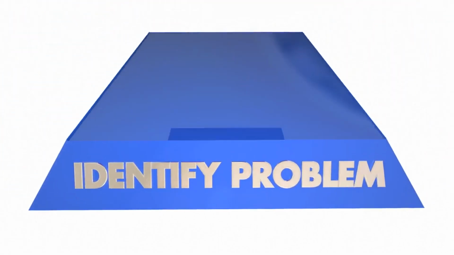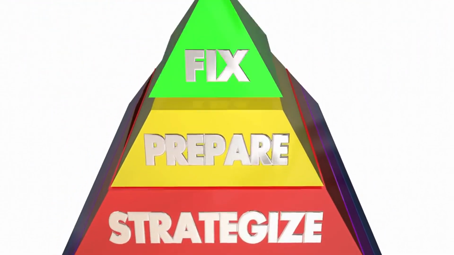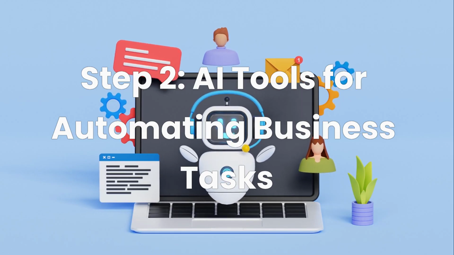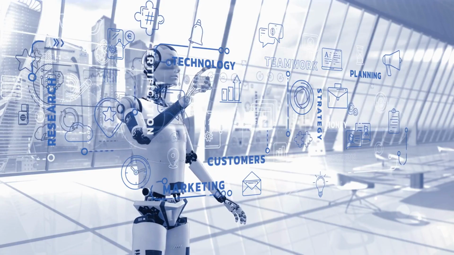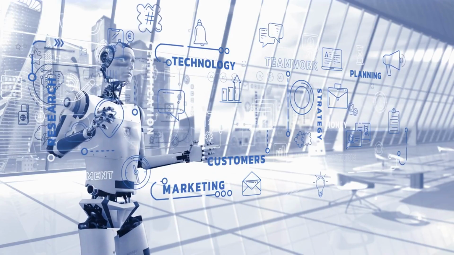Choosing a niche allows you to focus on a specific problem and offer an AI-powered solution that makes businesses run smoother. Step 2. AI tools for automating business tasks. Now that you've chosen a niche, let's talk about the best AI automation tools that will power your business.